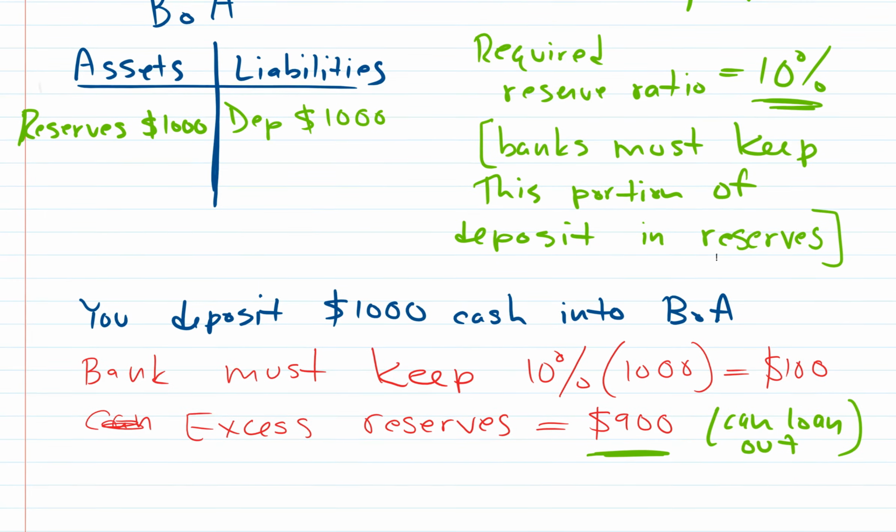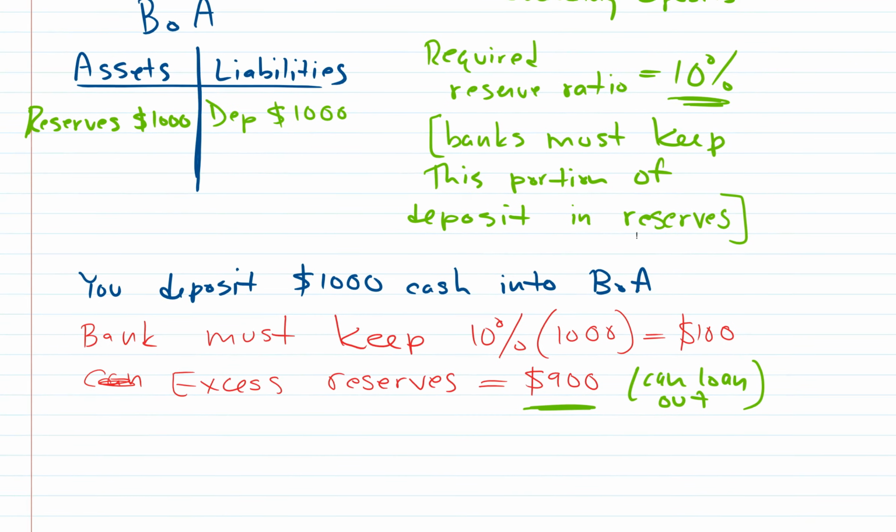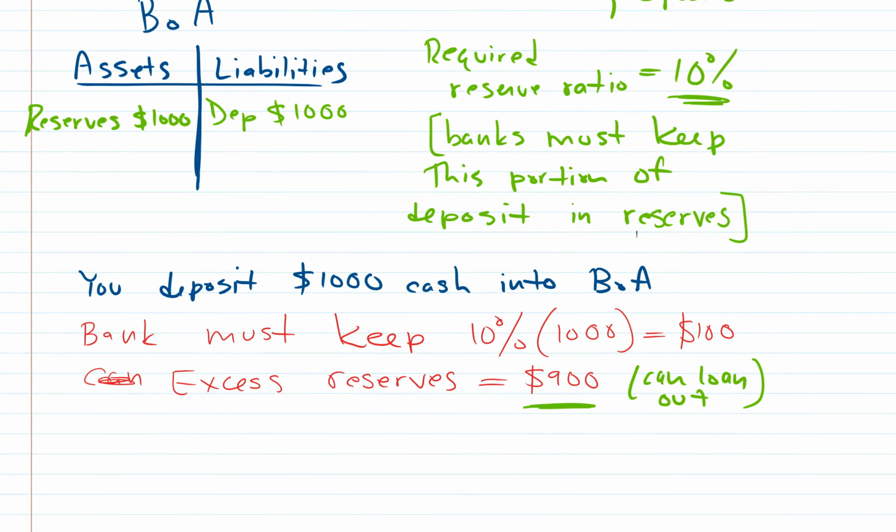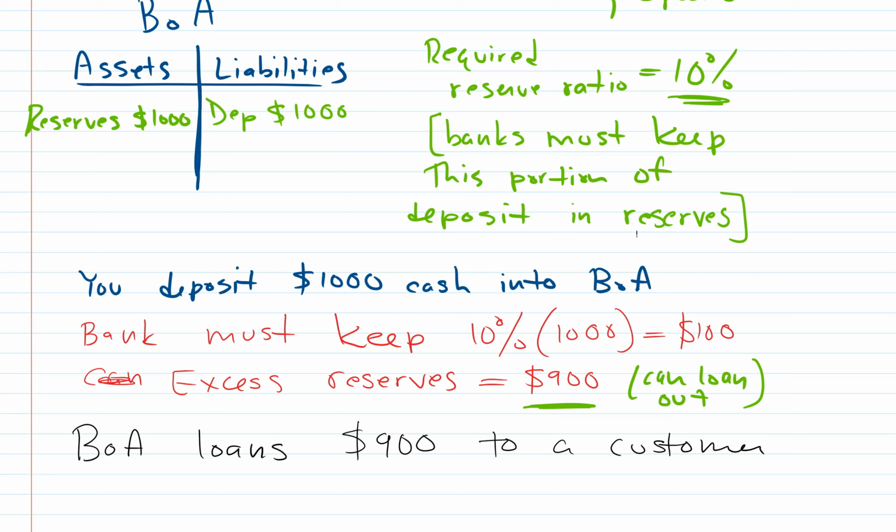Let's assume this bank makes the maximum loan. So now our bank, B of A, loans the full 900 to a customer. Somebody else is the customer. Now they make this loan, so this goes into their balance sheet.